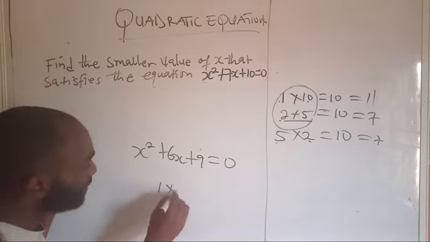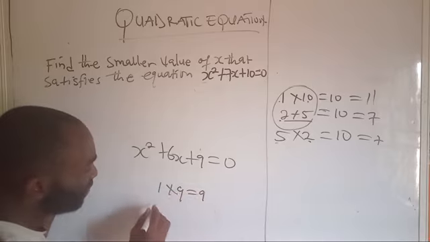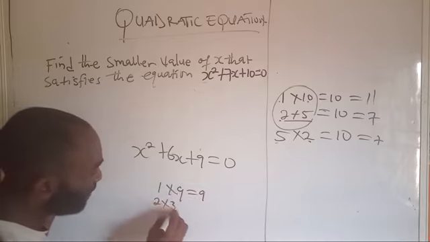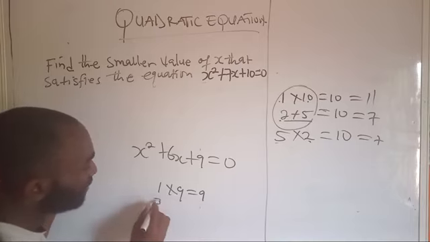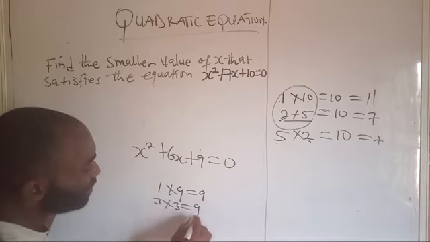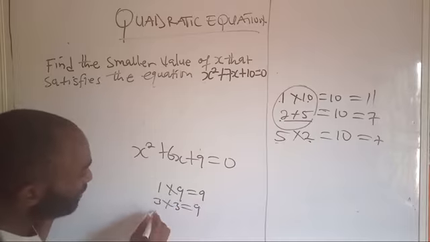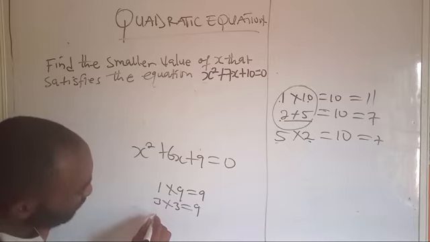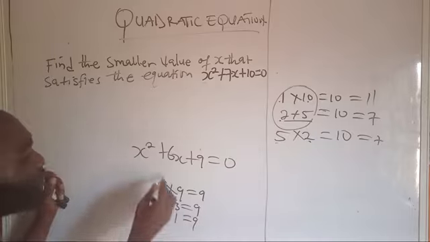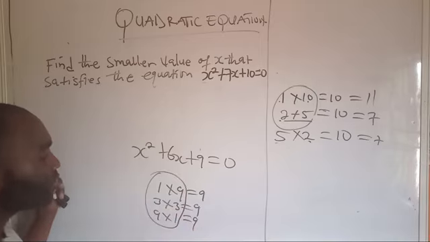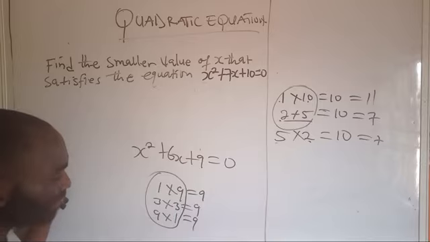1 times 9 is 9. 2 times 3 is not 9. But 3 times 3 is 9. And 9 times 1 is 9. So all those are the multiples of 9, what you are going to multiply that will give you 9.